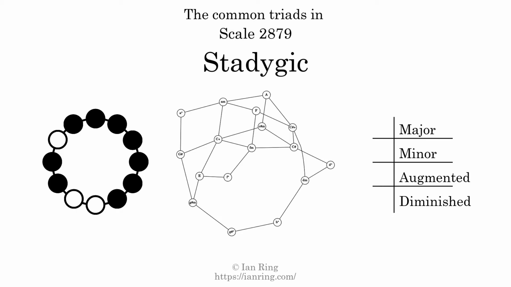The diagram in the center is a graph of parsimonious voice leading between triads. There are 5 major triads. There are 5 minor triads. There are 2 augmented triads. There are 5 diminished triads.